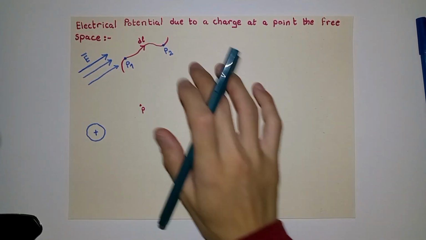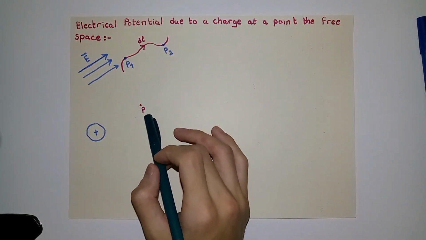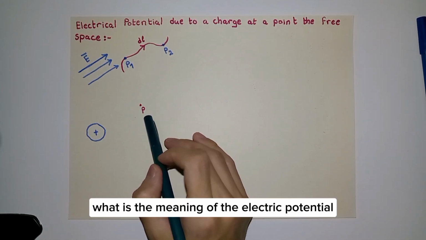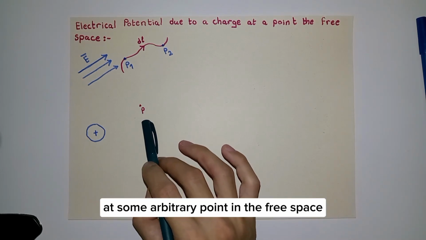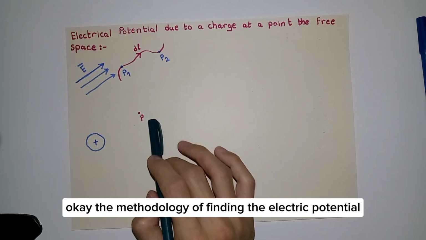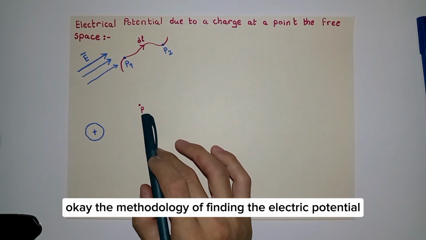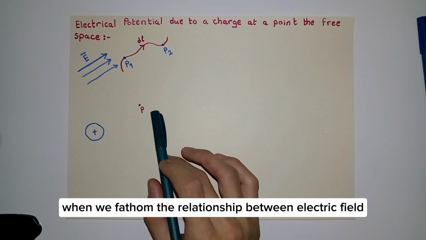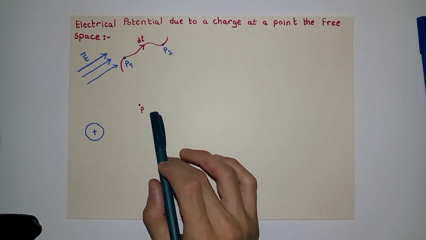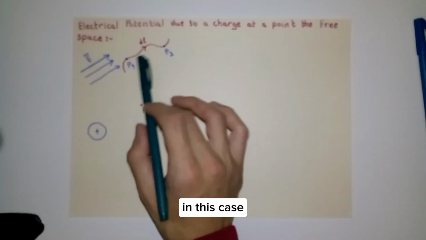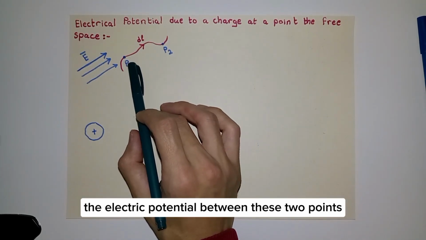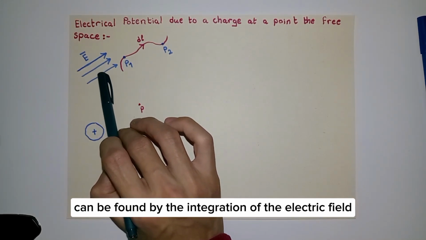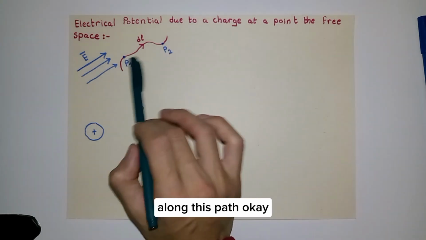Hi, today we are going to talk about how to find the electric potential, or the voltage, at some arbitrary point in the free space. The methodology of finding the electric potential can be understood when we fathom the relationship between the electric field and the potential. In this case, the electric potential between these two points can be found by the integration of the electric field along this path.